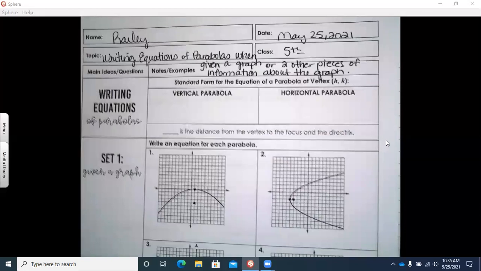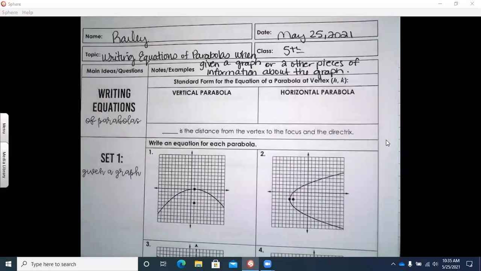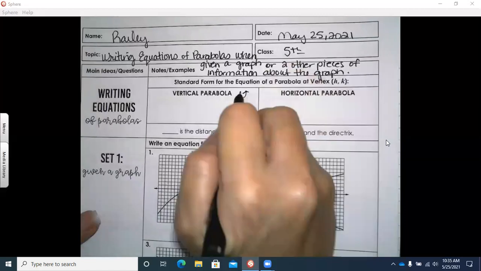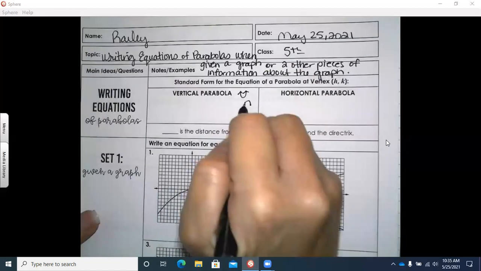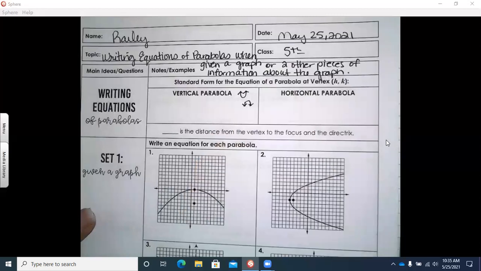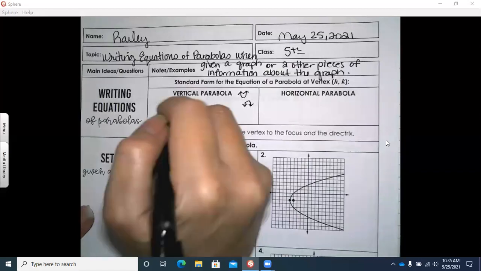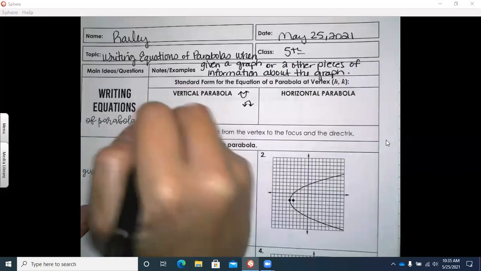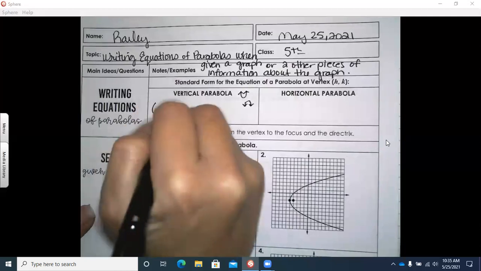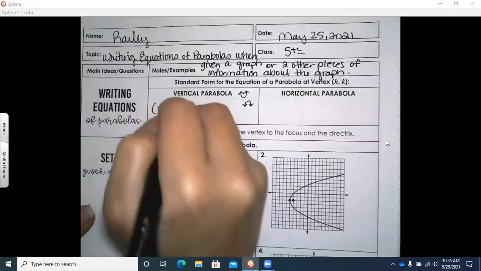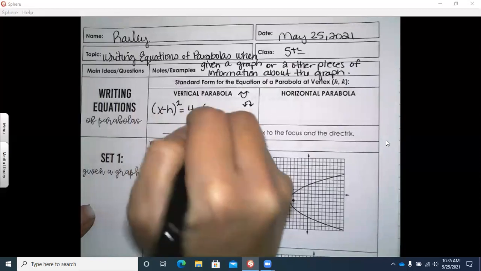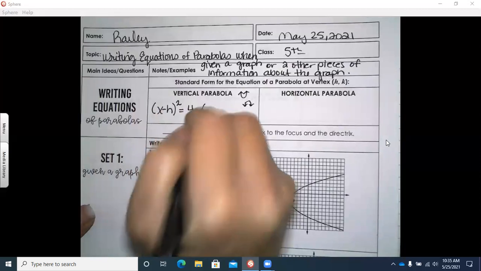Writing equations of parabolas, vertical parabolas. That's either the ones that are opening up or the ones that are opening down. Those are the vertical parabolas. And we know the standard form: if they open up or down, that's when the x is squared. So standard form for a vertical parabola is (x minus h) quantity squared equals 4p times the quantity of (y minus k). We're already very familiar with that.